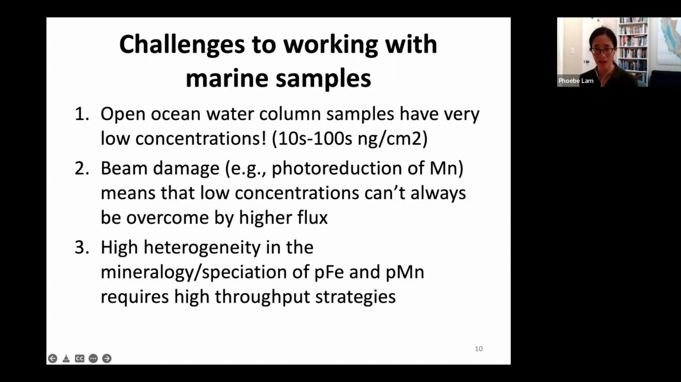And then the third thing is, as I'll show you, there's a lot of heterogeneity in the speciation and mineralogy of iron and manganese. So even though you might be tempted to want to understand a lot of the detail of the fine scale variation of any particular sample, you're going to have a very hard time trying to understand the broad scale of what's going on if you don't pull back. There's such high heterogeneity that you really need to focus on high throughput strategies in order to get the sort of broad overview of what's going on. And then you can go and focus and learn everything you want to your heart's content about one specific sample if you have enough concentration to do so.